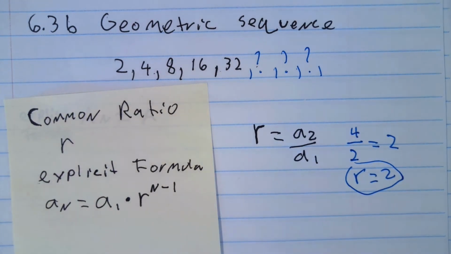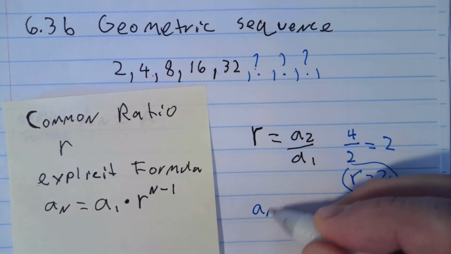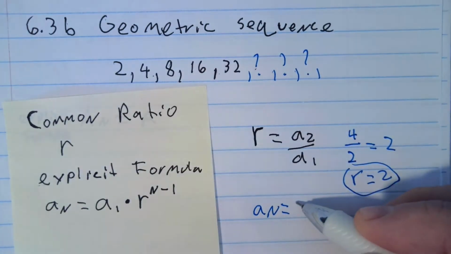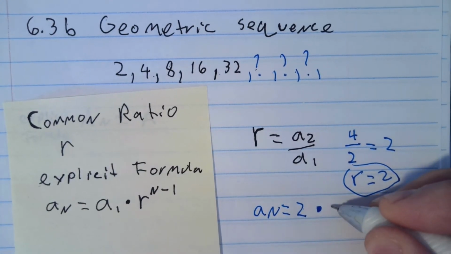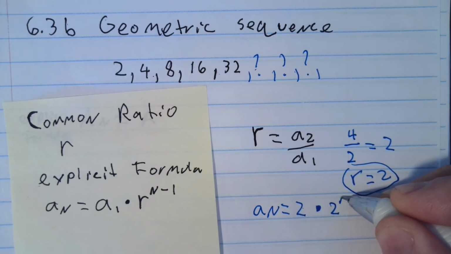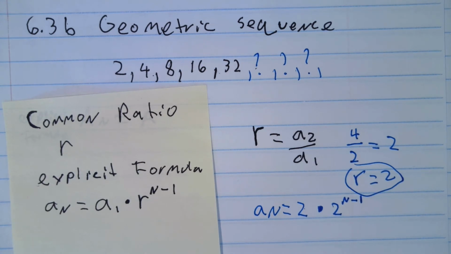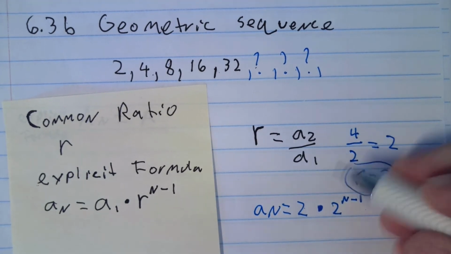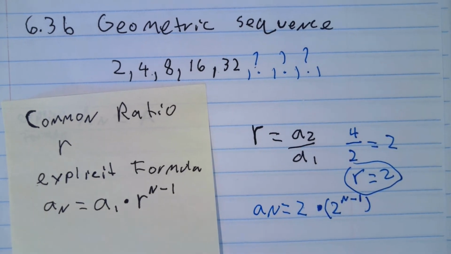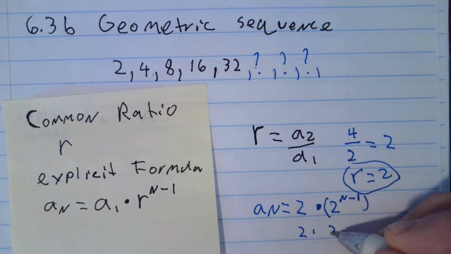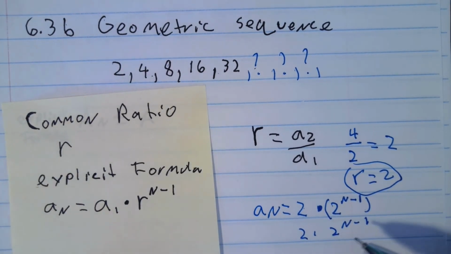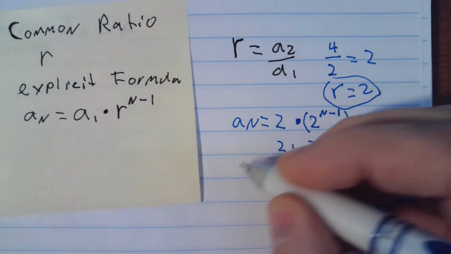Now we're going to find the explicit formula. A_n equals A_1 times the common ratio to the n minus 1. Now we can't simplify this. It is what it is, because we have to do the exponents first. If you want to, you can put this in parentheses, but just know that you have to do this part first. Not a lot to it. It's just simple substitution.